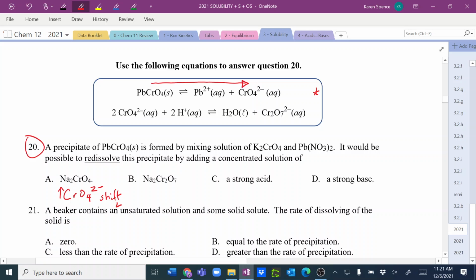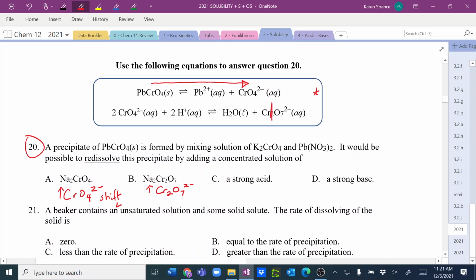Would increasing dichromate work? Well, no. It would cause this to increase, which would cause this to shift to the left, which would cause an increase in chromate, which we just said does not help us. So, no.